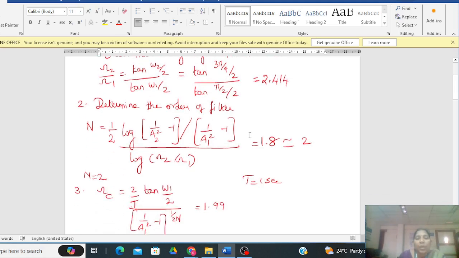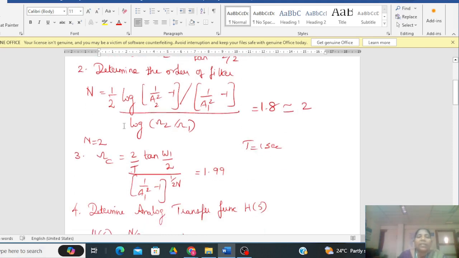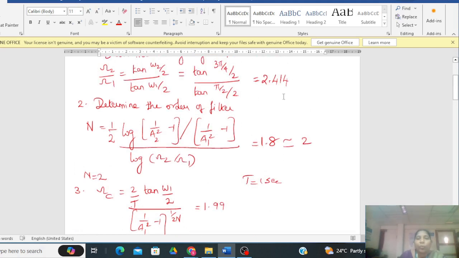The next step is you have to determine the order of the filter. So to determine the order of the filter, n is equal to 1 by 2 of log of (1/A2² − 1) divided by (1/A1² − 1), the whole thing divided by log of Ω2 by Ω1. So in this, if you substitute the values for A1 and A2, and Ω2 by Ω1, in previous steps already we have found 2.414. When you substitute these values here, you will be getting the answer as 1.8, which we have to round off to 2.